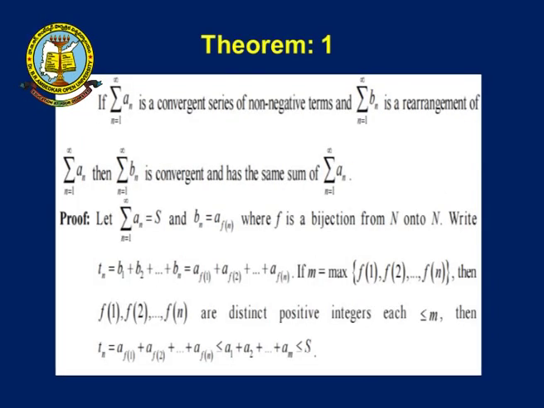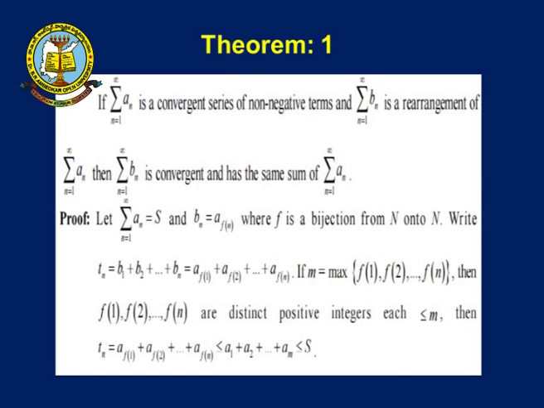Now, the theorem: sigma from n equal to 1 to infinity of an is a convergent series of non-negative terms, and sigma from n equal to 1 to infinity of bn is a rearrangement of sigma an. Then sigma bn is convergent, and it has the same sum as sigma an. For the proof, let sigma an equal s, and bn equal a of f of n, where f is a bijection of n to n. Then tn equals b1 plus b2 and so on plus bn, equal to a f of 1 plus a f of 2 plus so on up to f of n.